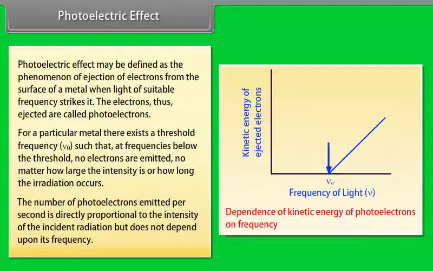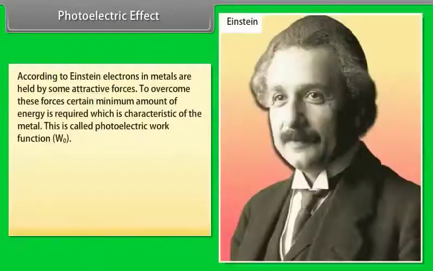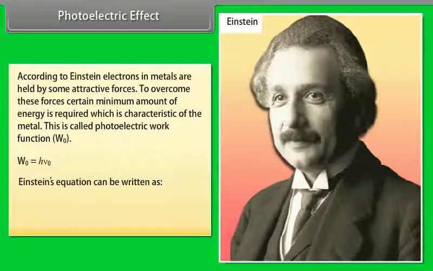According to Einstein, electrons in metals are held by some attractive forces. To overcome these forces, a certain minimum amount of energy is required, which is characteristic of the metal. This is called photoelectric work function W0. W0 = h nu naught. Einstein equation can be written as h nu = h nu naught + KE. KE = h nu - h nu naught.